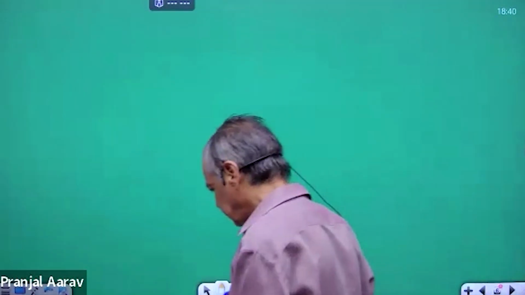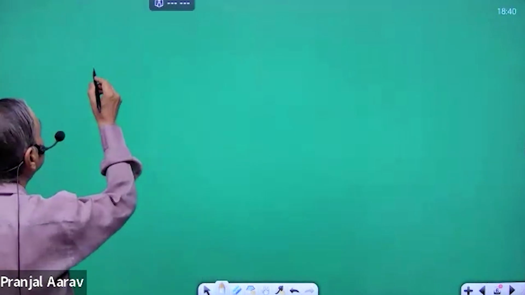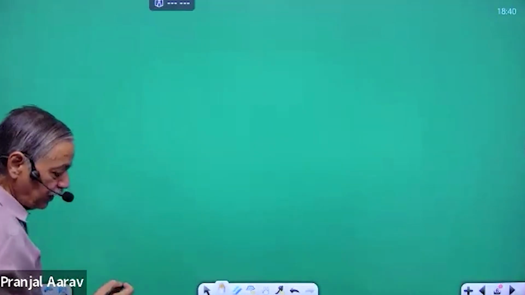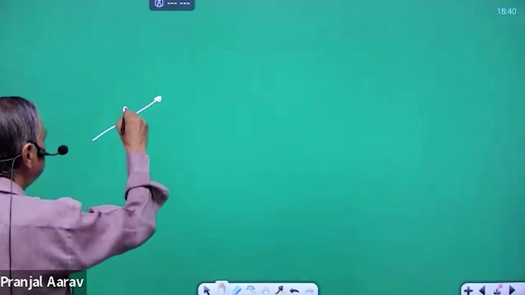So rectangular components you have seen. There could be other components also. You see, this is B vector.